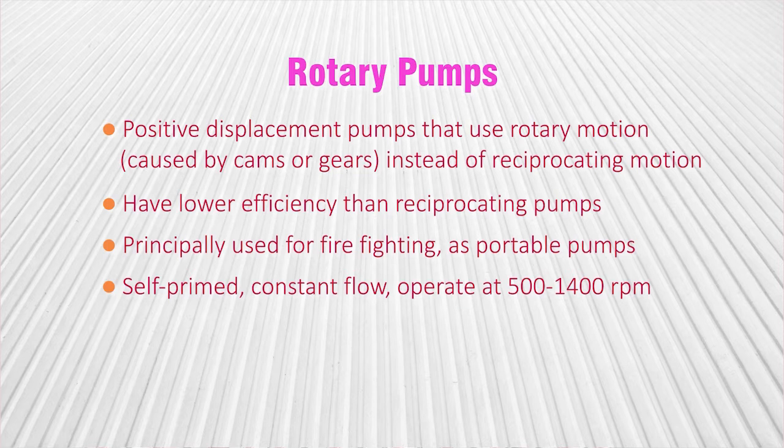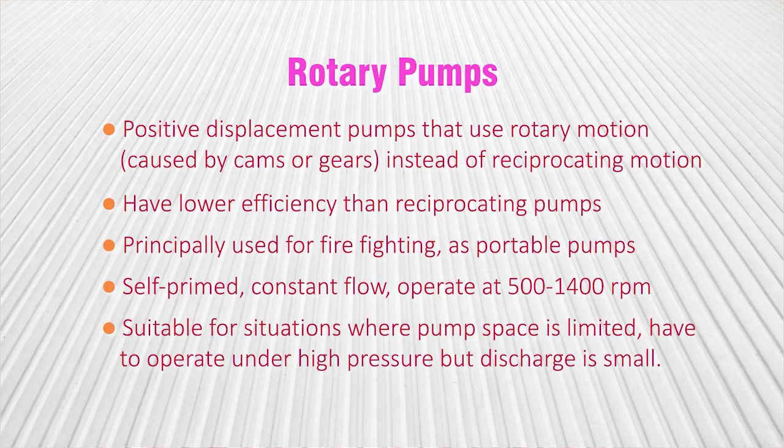which means we can expect a uniform output from rotary pumps, and they operate at an RPM of 500 to 1400. Such pumps are very suitable for situations where the pumping space is limited, where we cannot have very large pumps, where a pump has to operate under high pressures, but the discharge is small. In those situations, rotary pumps are preferred over other pumps.